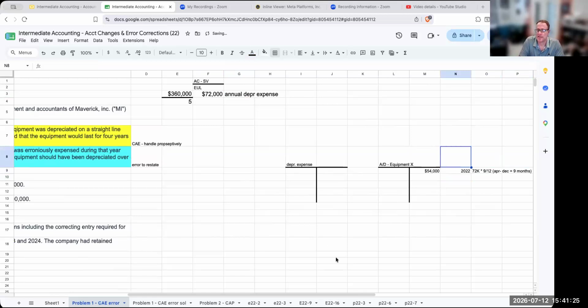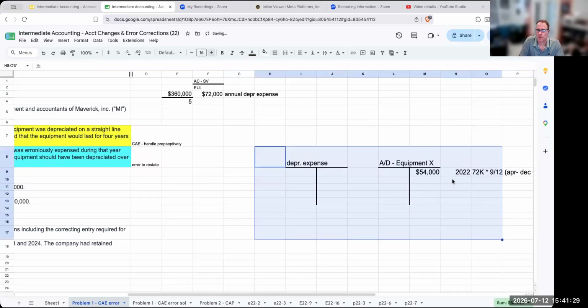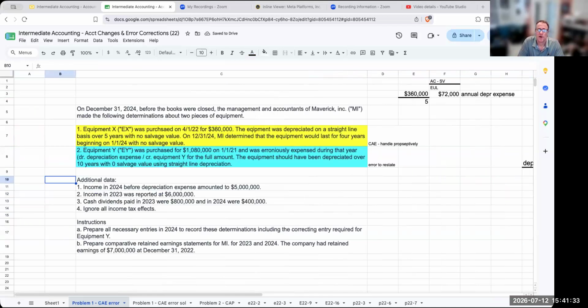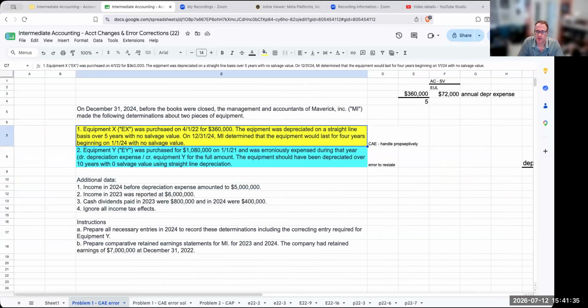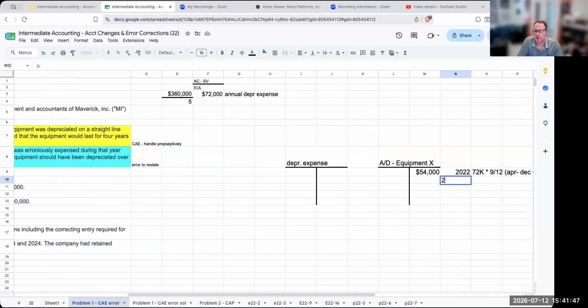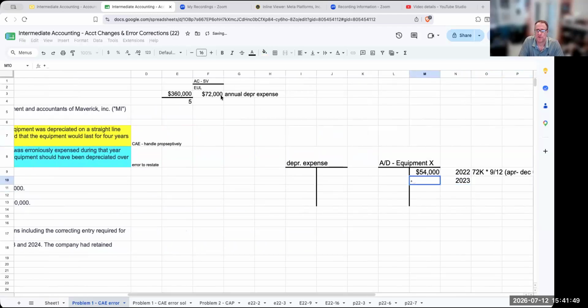Okay, so during 2022, we went through and recorded 54,000 of depreciation. Remember, I'm using this new information, that it would last for 4 years, beginning on 1/1/24. So I need to compute how much depreciation I took to date. In 2023, I would have taken the full year of 72,000.